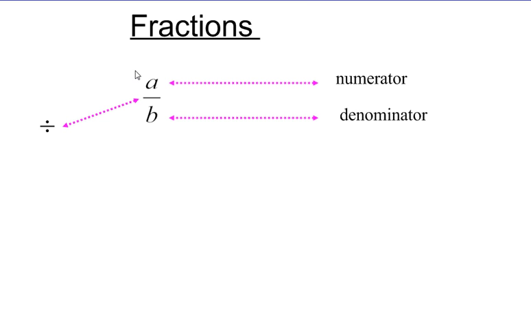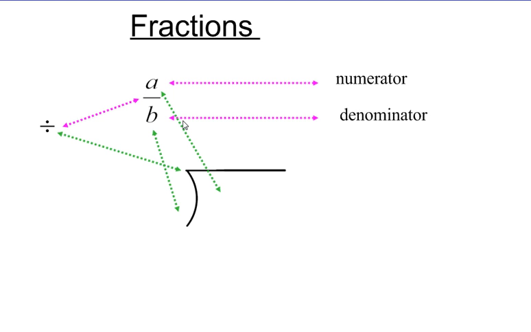Now, the top part of the fraction is called the numerator, and the bottom part of the fraction is called the denominator. This bar in between is used as a division sign. So when we read this, we'd say A divided by B. In the past, when we first learned how to do division, we used long division. So we should be thinking of that as well.